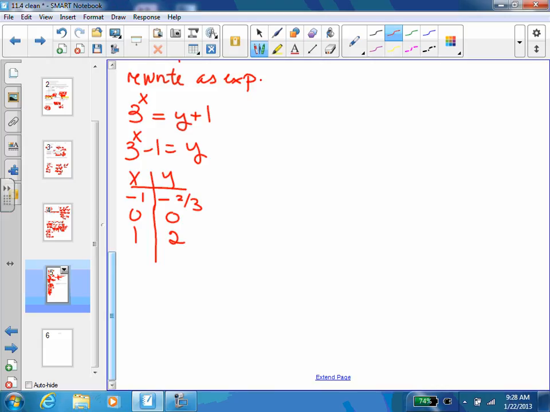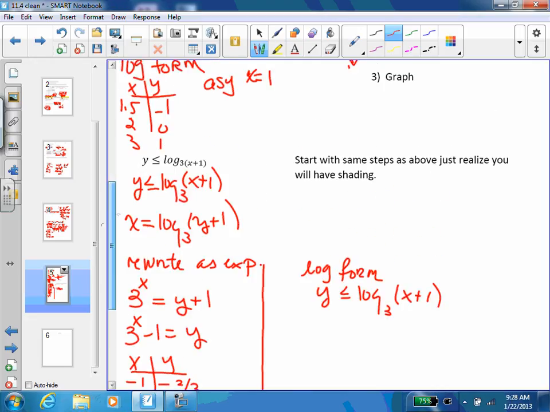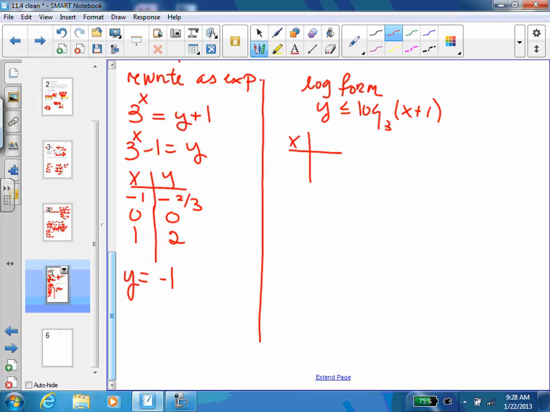And we need to always identify the asymptote. The asymptote is at y equals what? -1. Are we good on this? All right. So now we're going to do the log form. Okay. So what we're really wanting to look at was what we were given, which is y less than or equal to log base 3 of x plus 1. All right. What's my xy chart going to say? Good. Yep. Good. And Rachel, what's my asymptote?